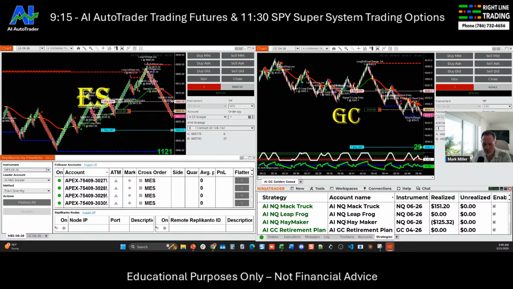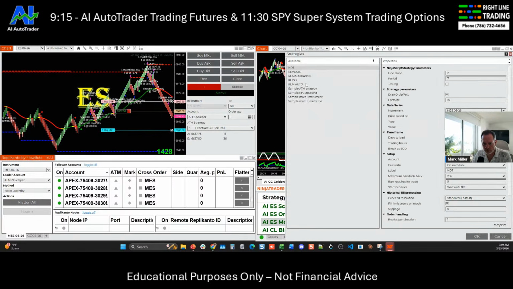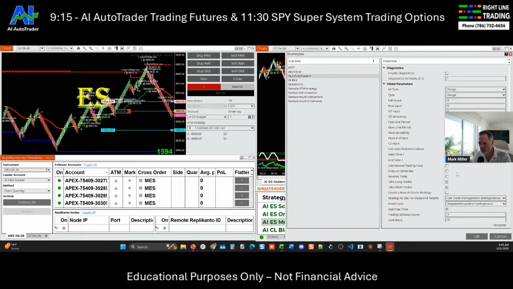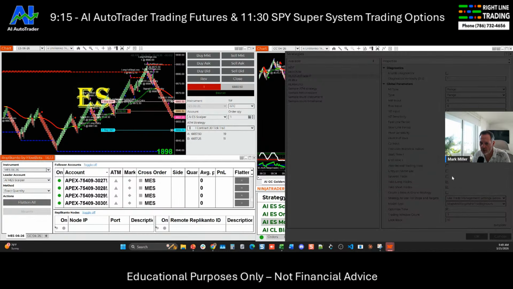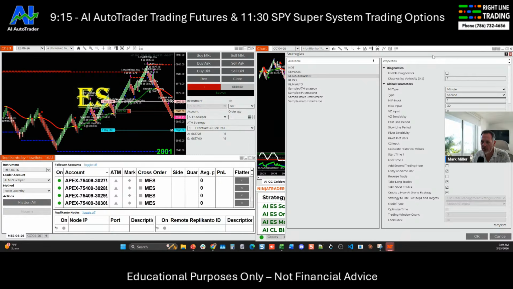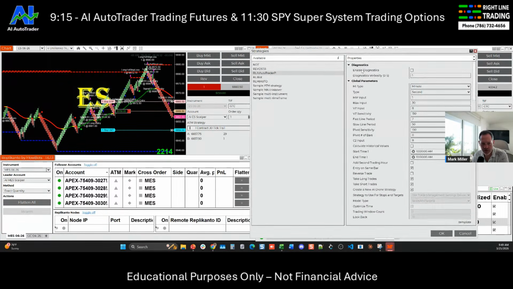Looks like I accidentally deleted it. So I'm going to load it back up and put it on my prop accounts over here. I like to use the ES scalper. It's the one over in the left chart that's trading right now.